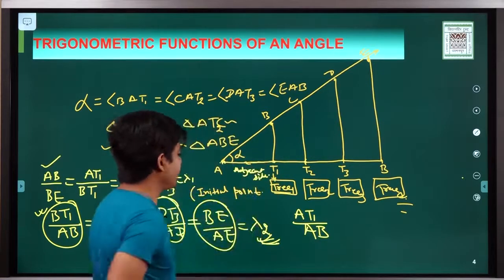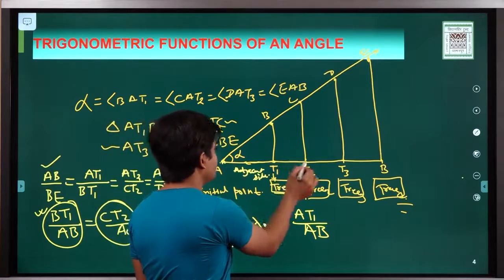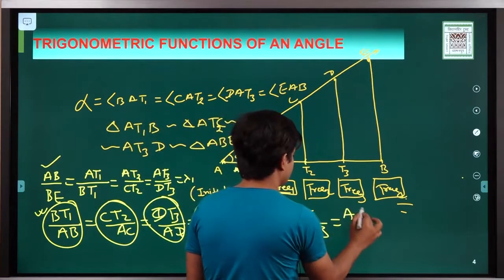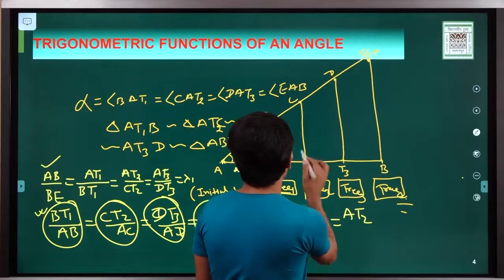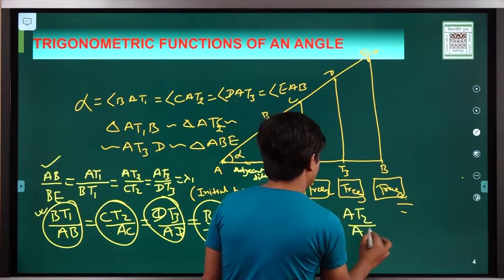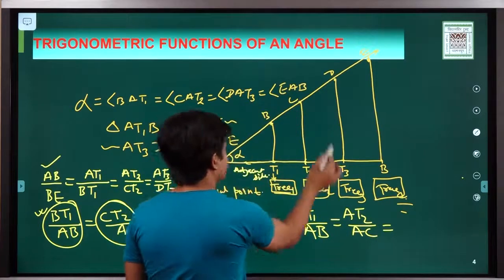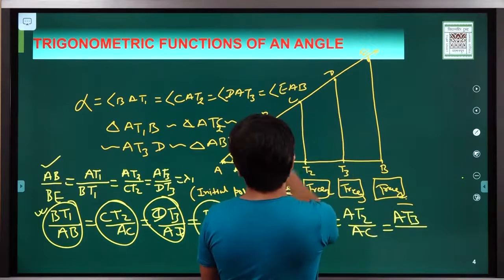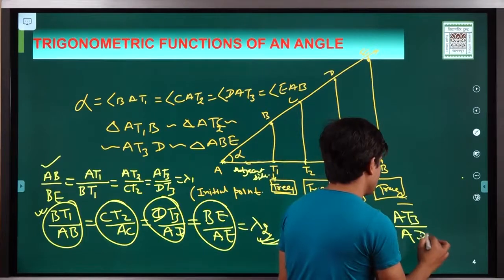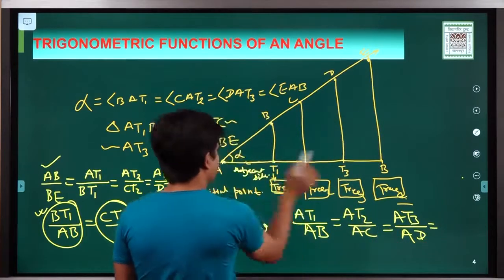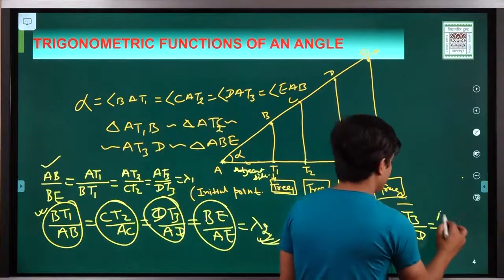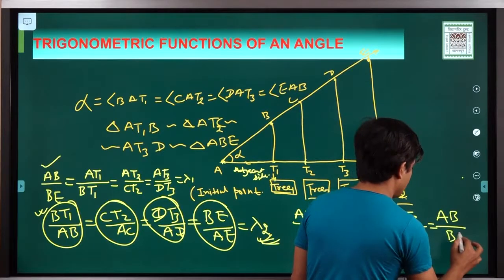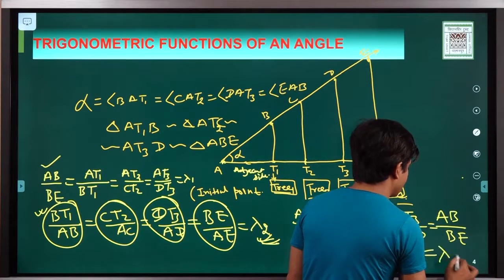AT1 upon AB can be discussed. Again AT2 upon AC will be equal to each other, and again AT3 upon AD, and this will be equal to AB upon BE. Alright, call it lambda 3.